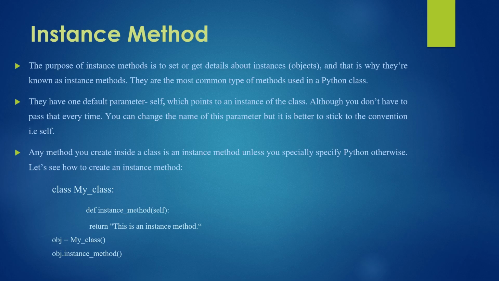Here we created a class named myClass. In that we defined an instance method with a default parameter self. For better understanding, we return a statement: this is an instance method. In order to call an instance method, you have to create an object or instance of the class. With the help of this object, you can access any method of the class.